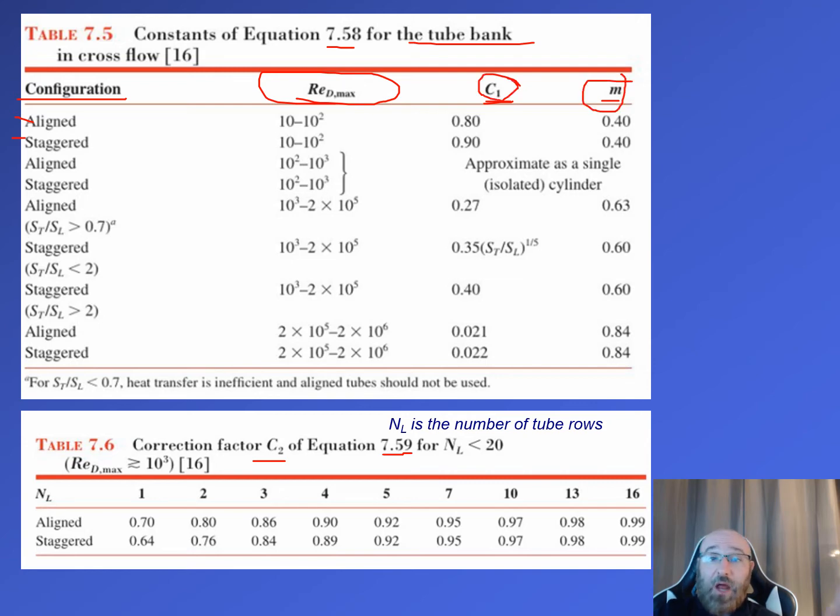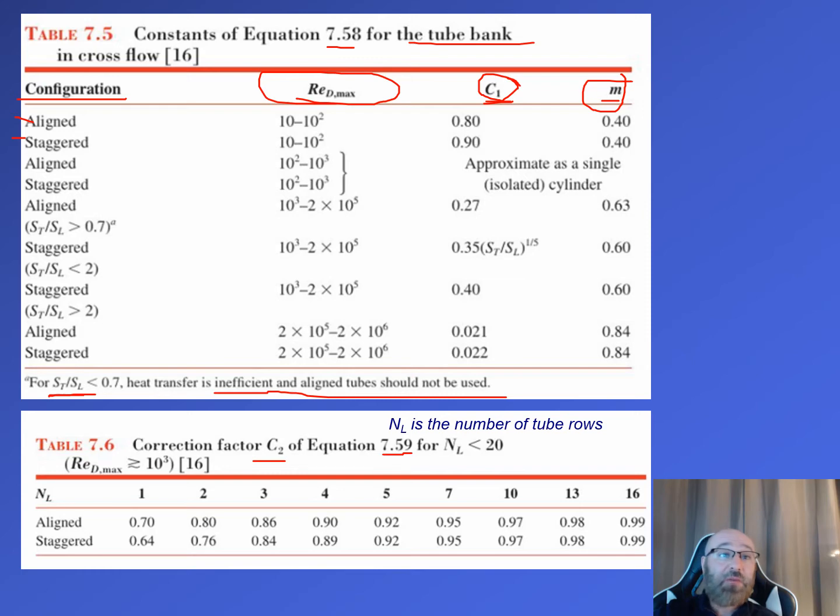Based upon whether it's aligned or staggered, we can then find our value for C1 and our value for m. Now, with any tables, you should always look down to any of the footnotes below. So for this one here, it tells us that if the value of our S_T over our S_L is less than 0.7, the heat transfer is inefficient and aligned tubes should not be used. So that's always a good thing to do, is take a look at these footnotes and any subnotes that we have for the tables that we're using.